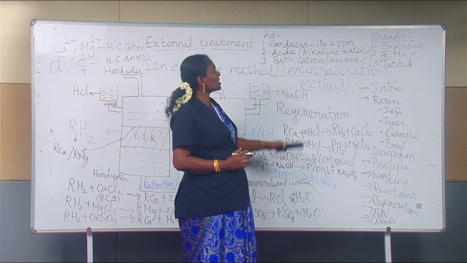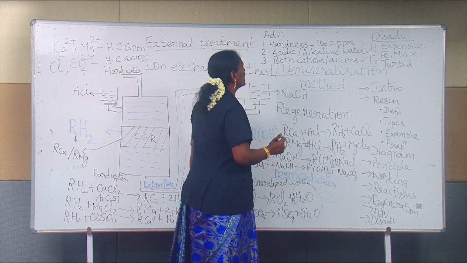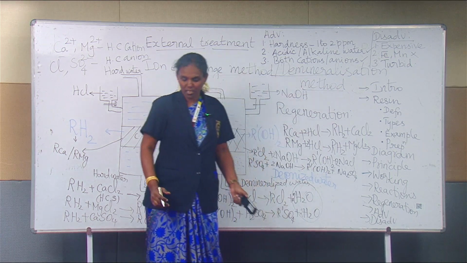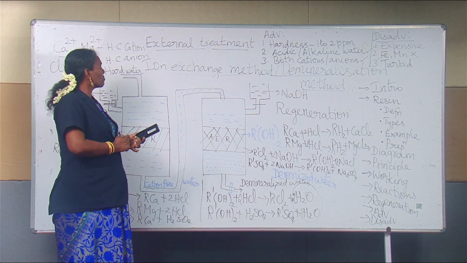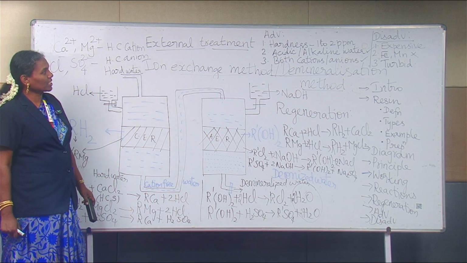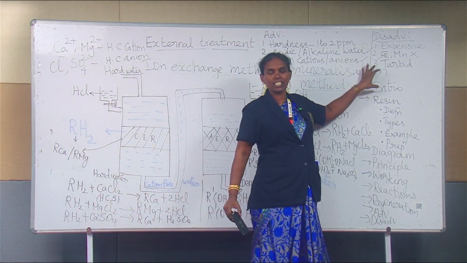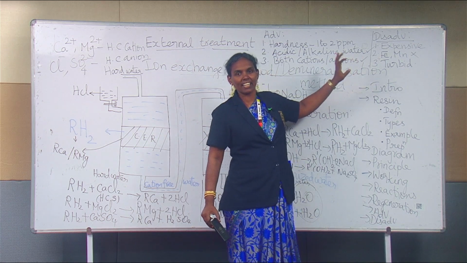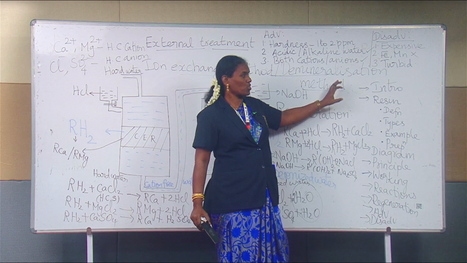Similarly, among advantages, we can also use this in high pressure boilers. So many advantages are there, that you can also include. Okay, so this is about the ion exchange method. In short, once again I will repeat. First of all, you have to write the introduction. What is the introduction? Both cations and anions are removed by using the ion exchange method or demineralization method.